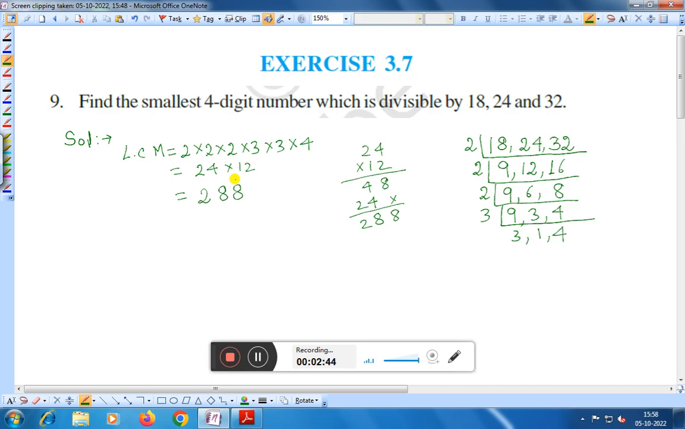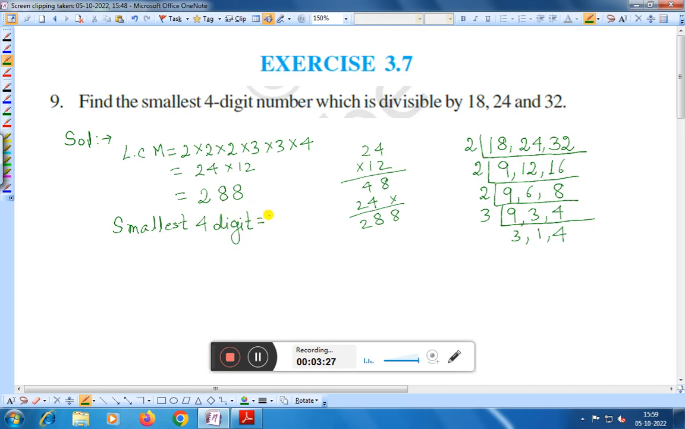That means 288 will be divisible by 18, 288 will be divisible by 24 and 288 will be divisible by 32. But we have to find the smallest 4-digit number which is divisible by these 18, 24 and 32. That means if we get a number that is divisible by 288, that number will also be divisible by 18, 24 and 32. Therefore, what is the smallest 4-digit number?